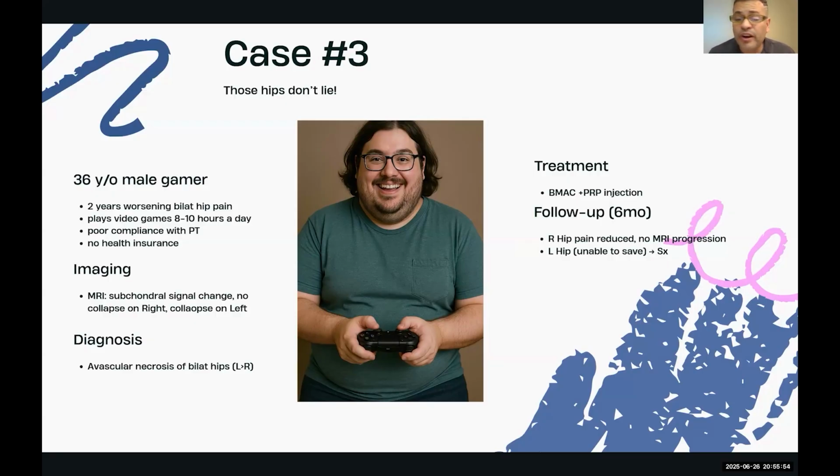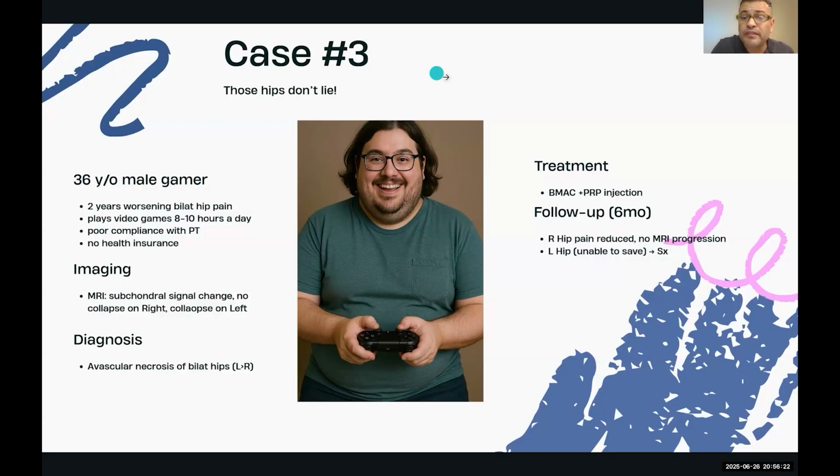So he admits to very poor compliance with physical therapy. Keep note of that, right? And this patient has no health insurance. So he's coming to you because he won a lot of video game tournaments, and he's willing to pay, but he still has no insurance because that would be too high of an expense for him. Now, imaging shows subchondral signal change, and he has avascular necrosis of bilateral hips with a collapse on the left, but no collapse on the right.